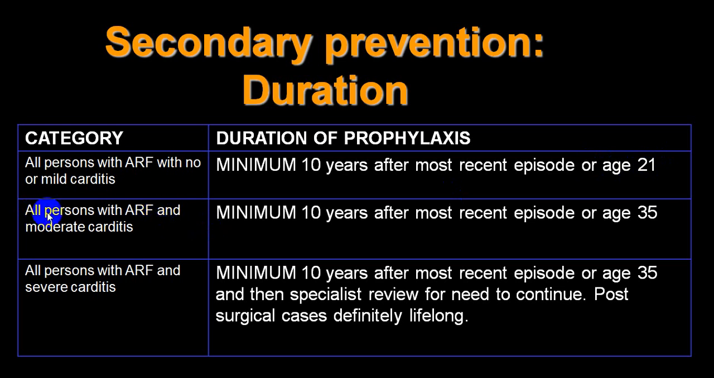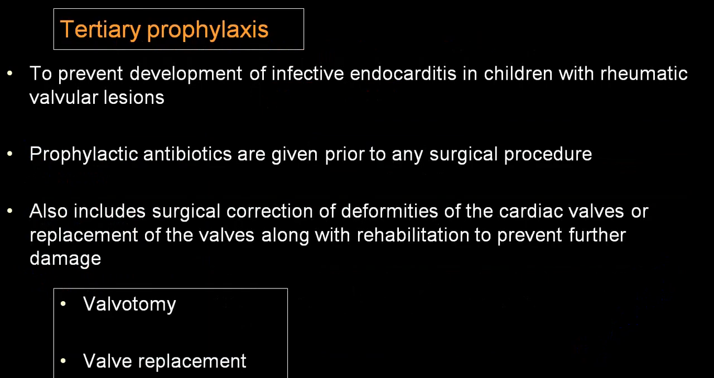If the person is having acute rheumatic fever with moderate carditis, this is with mild, moderate and severe, here the duration increases up to the age of 35. In severe carditis also it is minimum 10 years or up to the age of 35, depending upon which is the onset of the age.